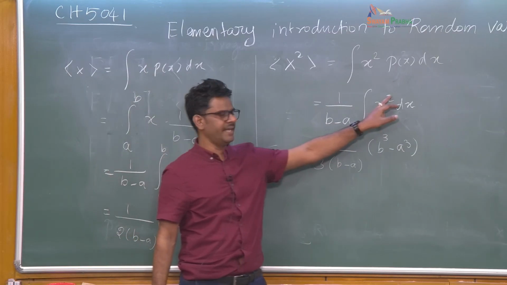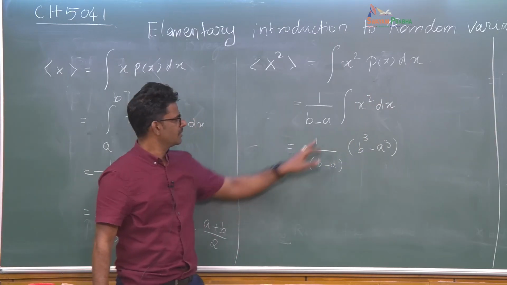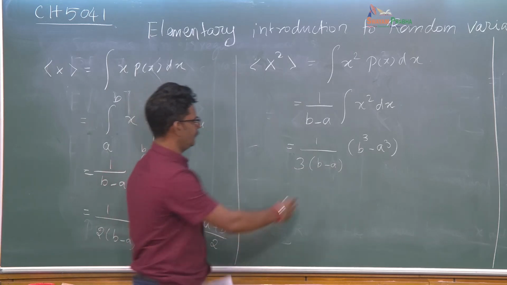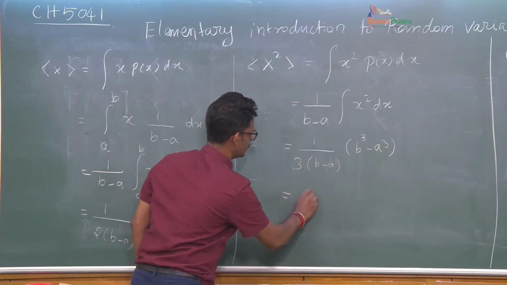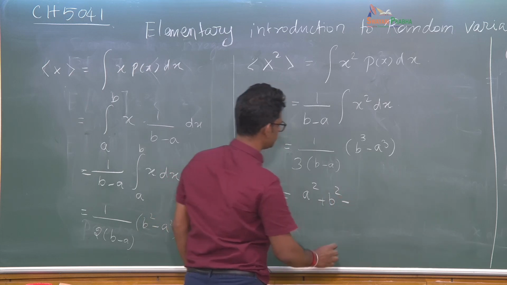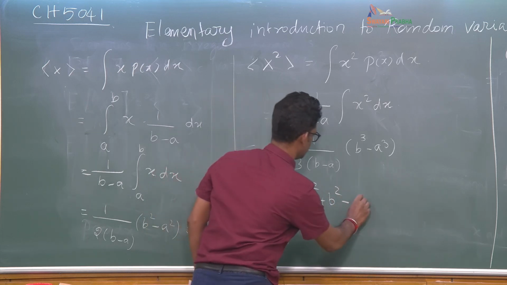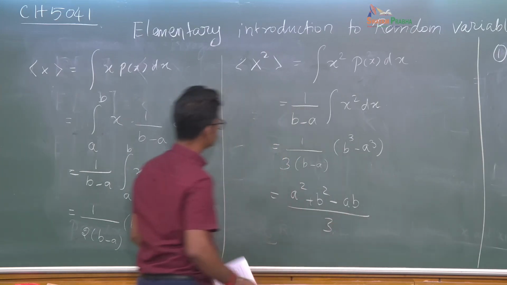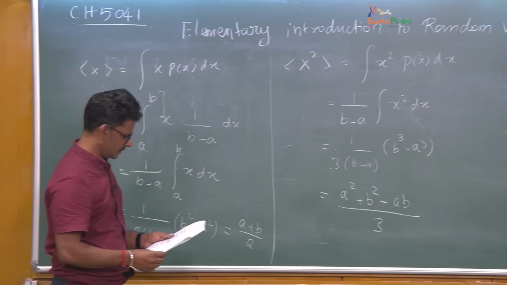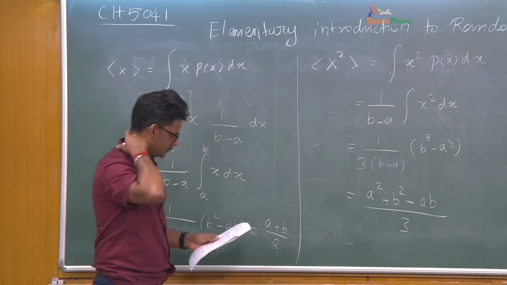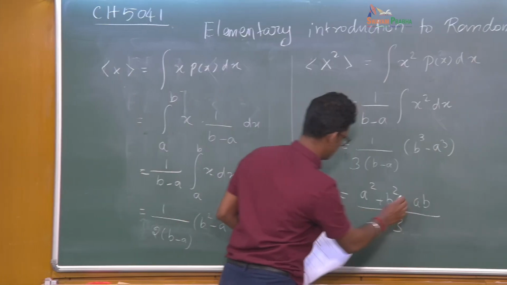So when you integrate, you get x cube by 3. 3 comes out. When you substitute the limits b cube and a cube, you get the result. Then if you expand this, you get a square plus b square plus ab by 3. So that is your x square. Sorry, this would be plus, yeah.